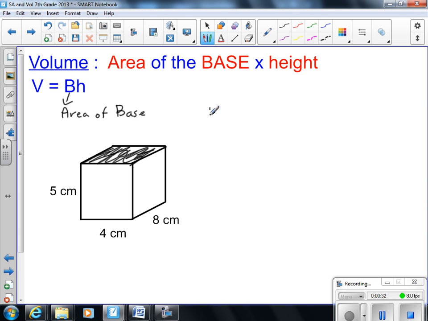Okay, so the base is 4 times 8. That's the area of the base. And you're going to take it times the height. Well, how many layers of that do I have? 5. So what's 4 times 8? 4 times 8, 32, times 5, equals 160, and the label would be cubic centimeters. It's how many little cubes I can fit in there.